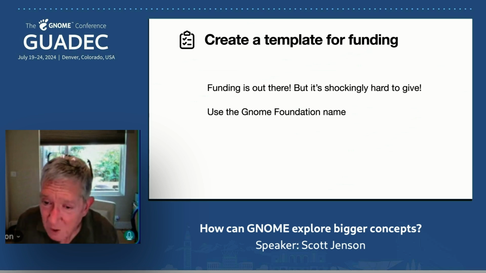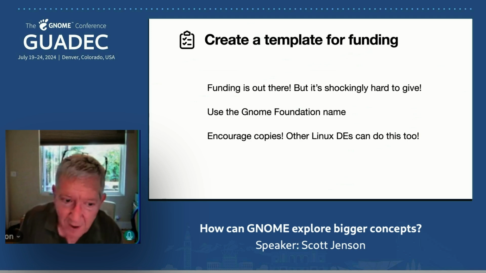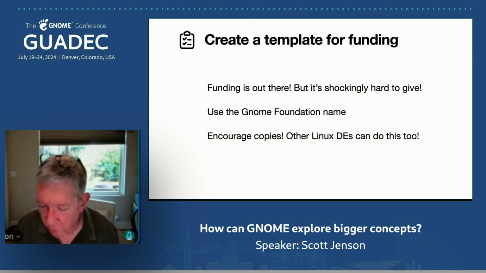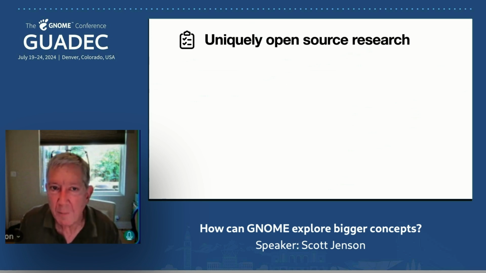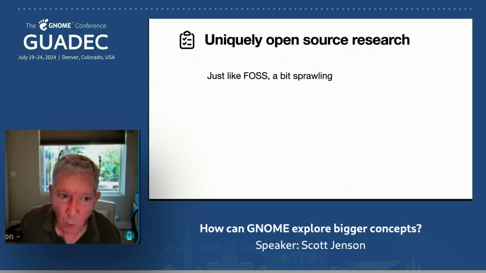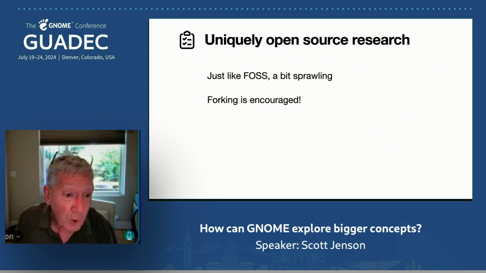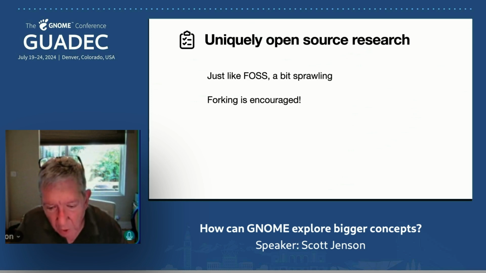But even better, because we're open source, I hope somebody creatively steals us. And maybe other Linux DEs can do this. Maybe the German government can do it. Maybe, who knows? There can be lots of other little labs popping up, and we can all build off of each other's work. That's really what's unique about open source research. It's so open, so it's a bit sprawling. It might lack a little bit of control, but forking is encouraged. So you work on your little project for a while, and it might encourage somebody else to try something.